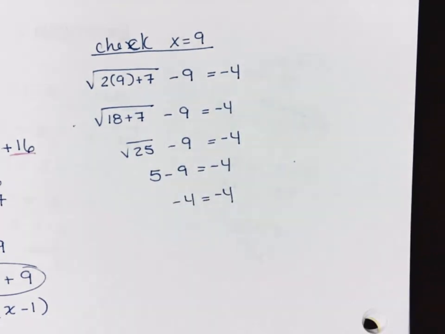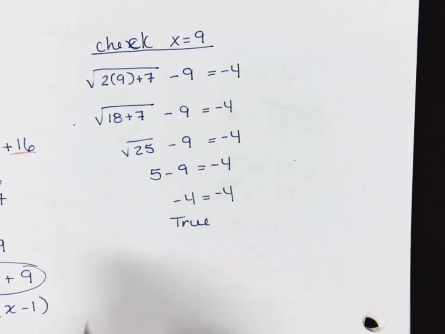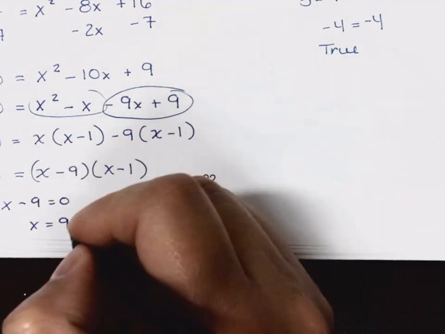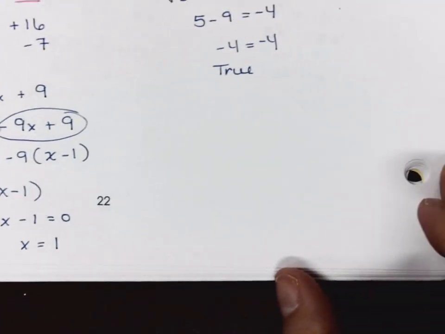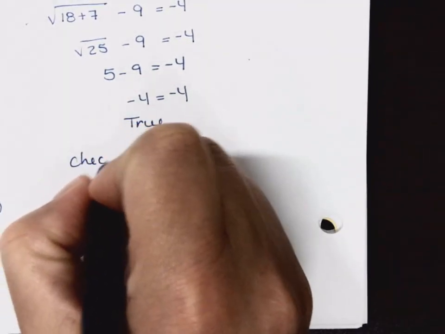Again, there's lots of steps you can skip there. I just want to show all my work. That's just who I am. So that's true. So I know that x minus 9 is a good answer. You don't have to put a check mark by it. It just reminds me that it is a good answer. And now I'm going to check the other one.